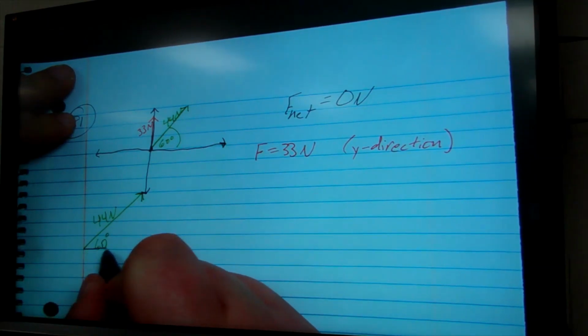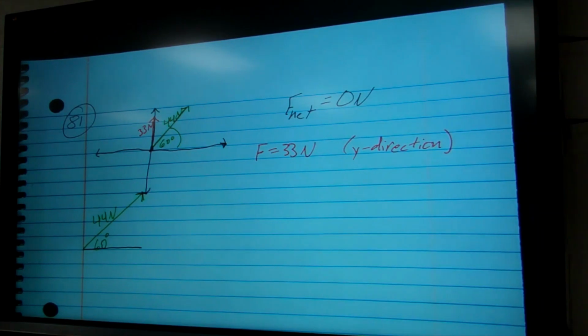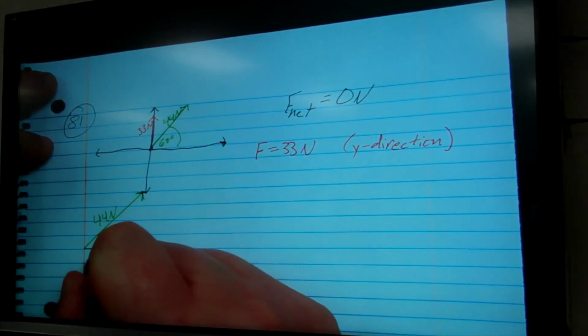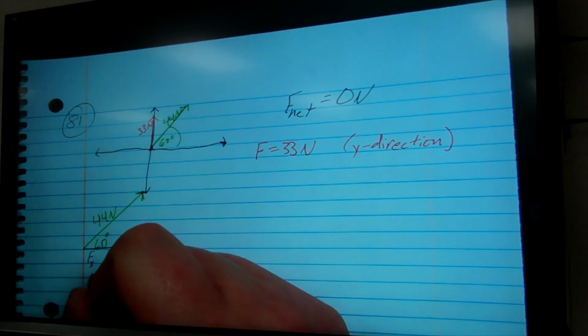Okay, so we have this 44 newton force that's at 60 degrees from the positive x-axis, so here's this x-axis. Wait, so we're going from that line? Are we just making another triangle? I'm making the triangle is what I'm doing. So this is the force of x in the x direction from this force.